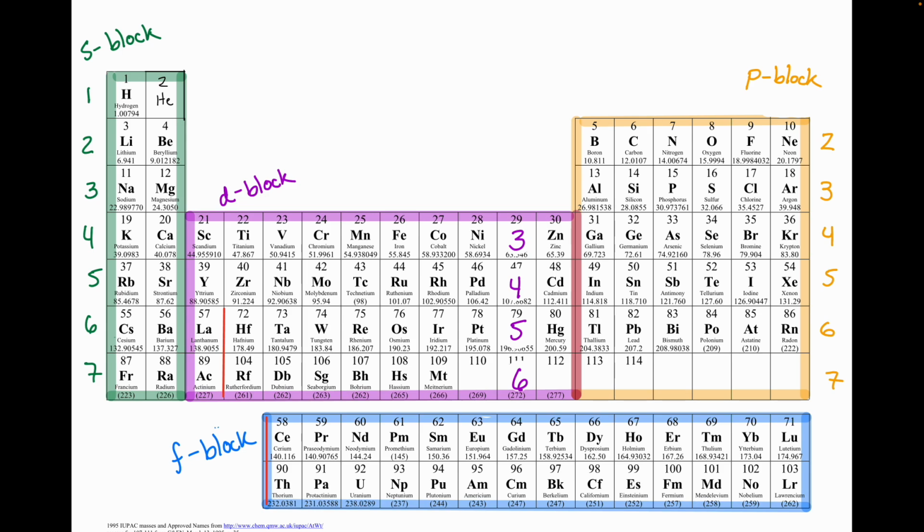All right, and then if our S started at 1, our P at 2, our D at 3, what do we think we're going to start numbering our F block at? 4. So that first row in the F block is the 4F row. I guess I can put it over here. And the last one is the 5F row.